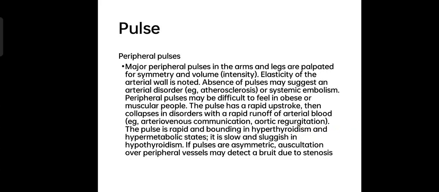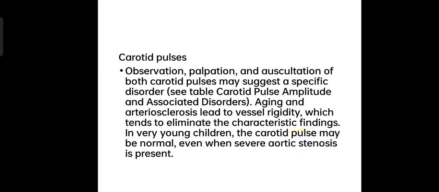The pulse has a rapid upstroke, then collapses in disorders with a rapid runoff of arterial blood. The pulse is rapid and bounding in hyperthyroidism and hypermetabolic states. It is slow and sluggish in hypothyroidism. If pulses are asymmetric, auscultation over peripheral vessels may detect a bruit due to stenosis.